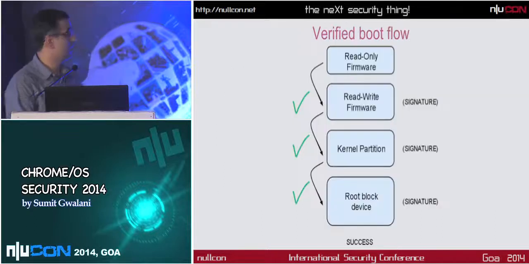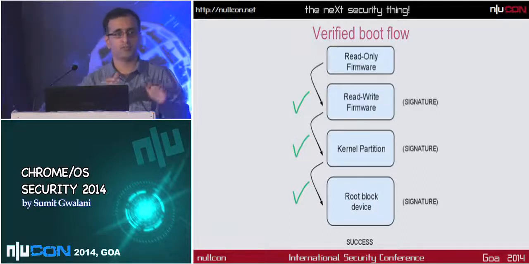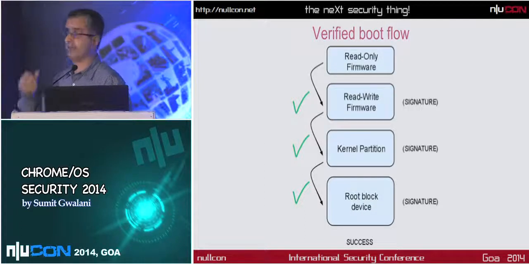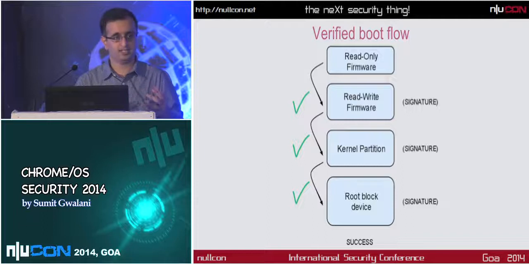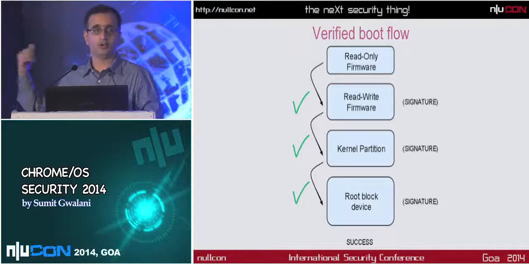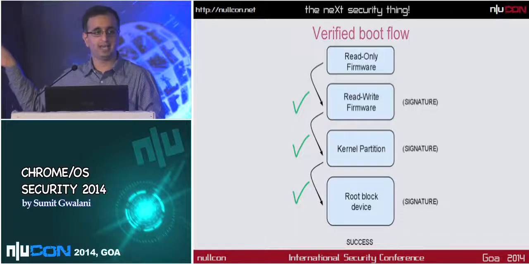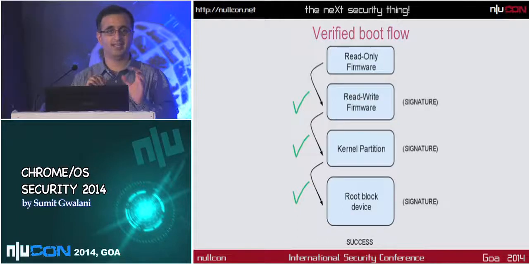So how does this work? When you press your power button, the read-only firmware will run. It will go ahead and verify the read-write firmware. The read-write firmware will then verify the kernel header, parse the GPT tables, and verify the kernel partition. Once that has been done, it will then verify the root block device. I'll come into the details of how the verification of the root block device happens, but this is how the process goes. It's as simple as that. There's nothing great there.